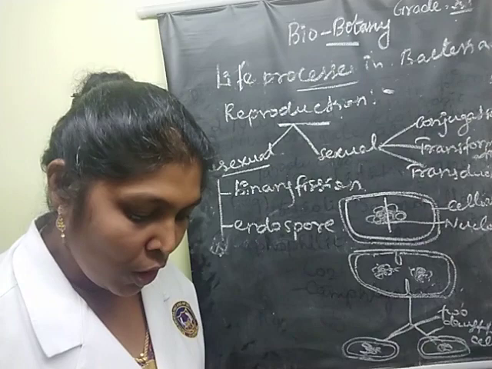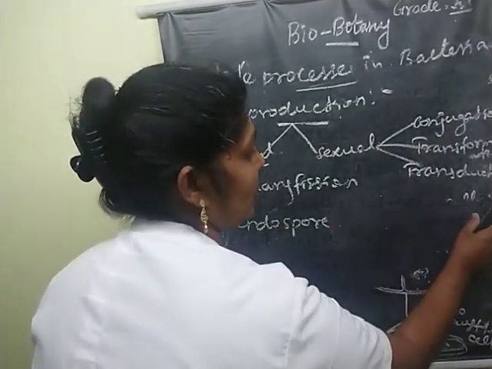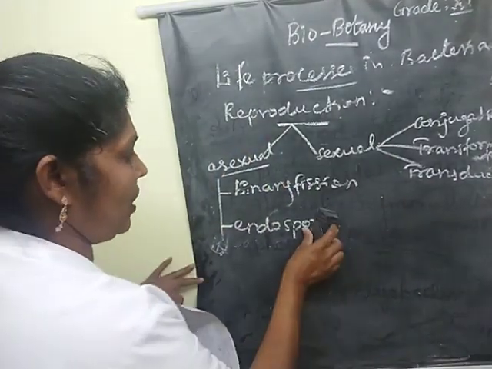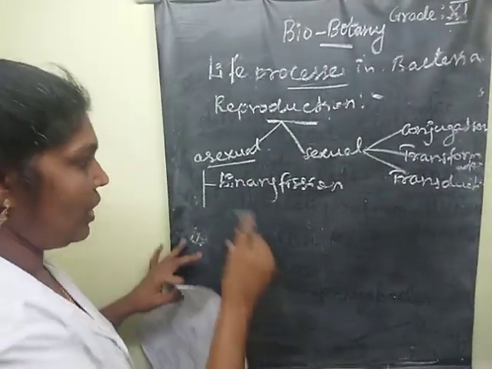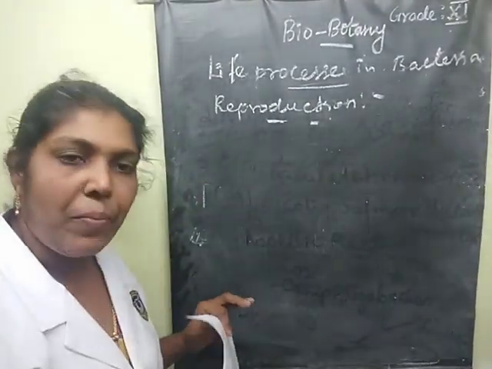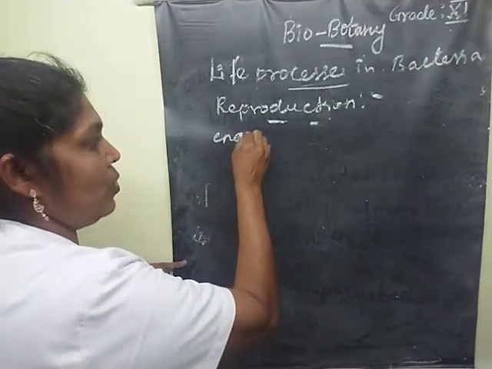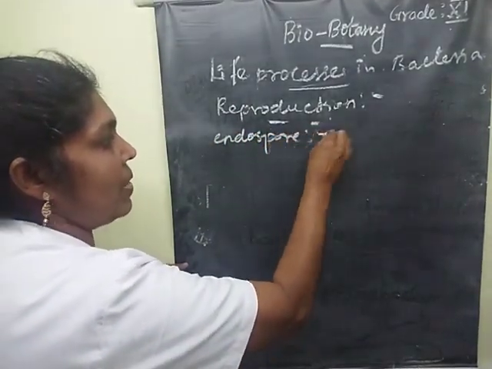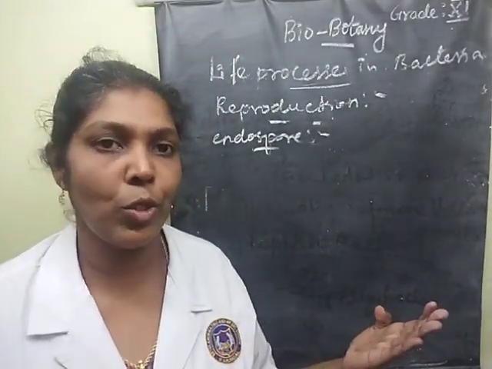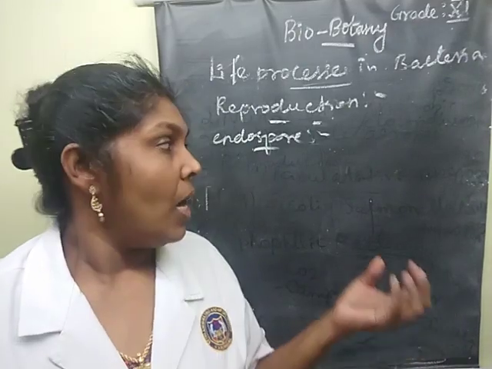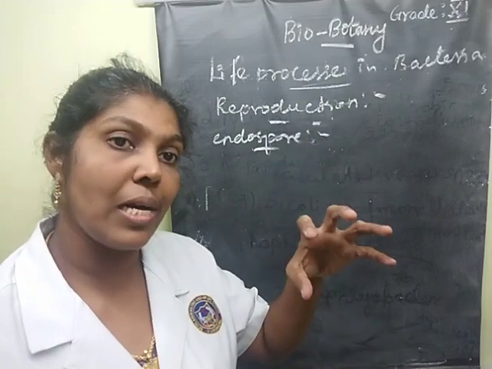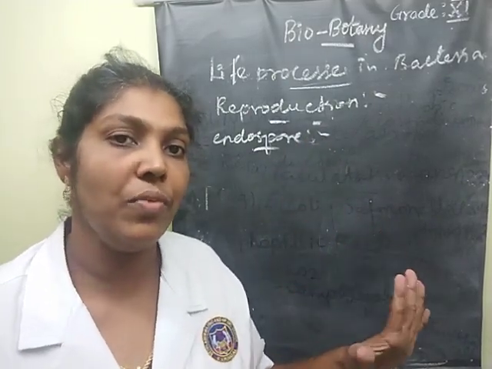Next one is endospore formation, the next asexual method of reproduction in bacteria. In endospore formation, only under unfavorable conditions does the bacterial cell produce endospores. Clear? Under unfavorable conditions they produce endospores. Under favorable conditions they can germinate and form the full bacteria.